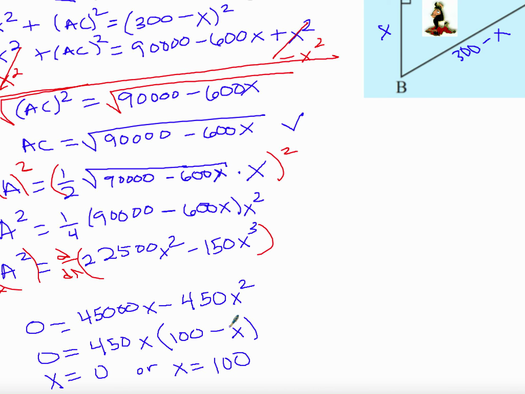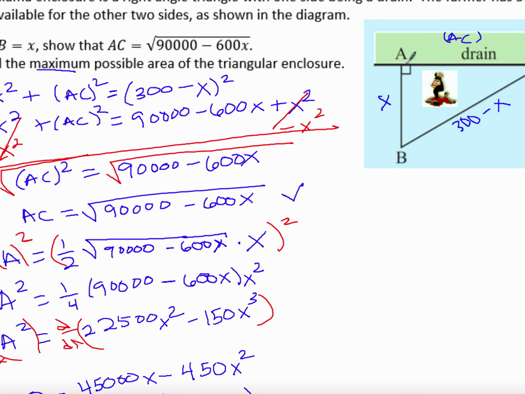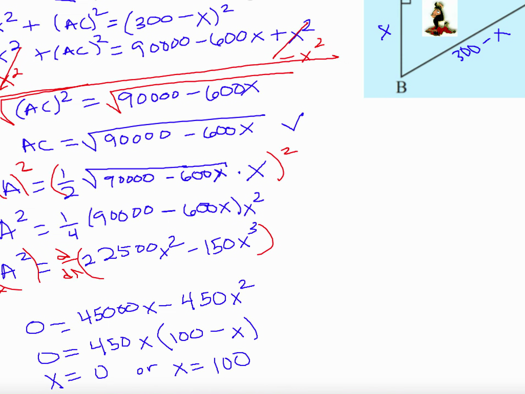Now, it doesn't really make any sense whatsoever that this enclosure would have an x value of 0. I mean, that poor llama would have nowhere to go. So obviously that's an extraneous solution. It's nonsense. It works mathematically, but not in the context of the problem. So that's extraneous. We don't need that. So that leaves us with x is equal to 100. So let's check it out and see what's happening at 100.